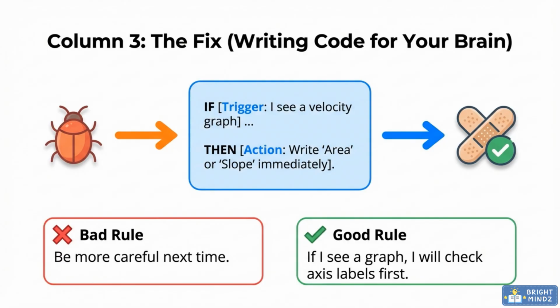Now we turn each mistake into brain code. Telling yourself, "be more careful next time," changes nothing. Instead, write an if-then rule that starts with a trigger and ends with a tiny action. For example, if I see a graph, I will check the axis labels first. Or, if I see a velocity-time graph, I immediately write area or slope. Clear, specific rules are what actually run during the exam.